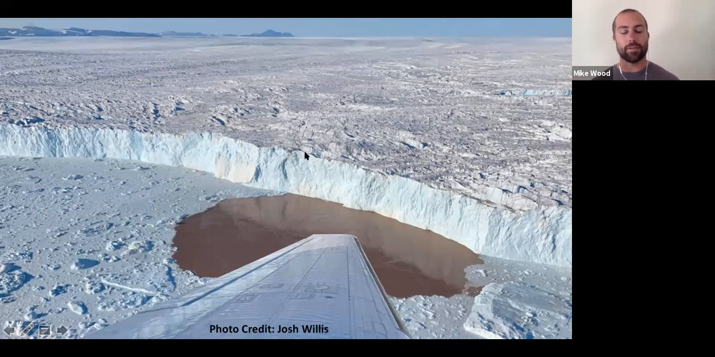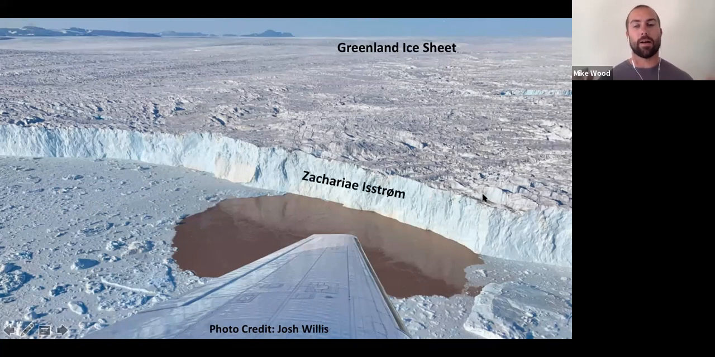wanted to showcase this really incredible picture taken by Josh Willis during one of our ocean surveys around Greenland in 2019. So what we're looking at here is the Greenland ice sheet far off in the background. And here in the foreground, we have the massive Zacharias Strom Glacier. So the ice front that we're looking at, which is visible, is something on the order of about 100 meters, and this glacier extends 600 or 700 meters down into the ocean.